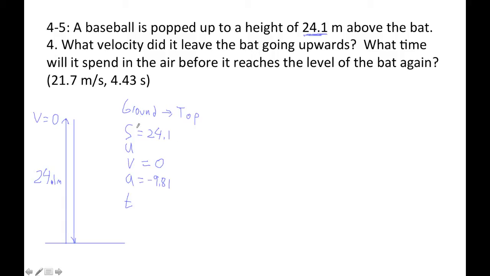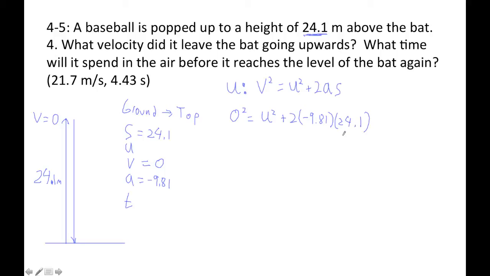Okay. Now, we have 3 things. We ought to be able to figure out everything else here. But how? Let's figure out the initial velocity. I think we've got a formula that has no t, correct? So let's find the u. I'm going to use v squared equals u squared plus 2as. Let's see, 0 squared equals u squared plus 2 times negative 9.81 times 24.1.